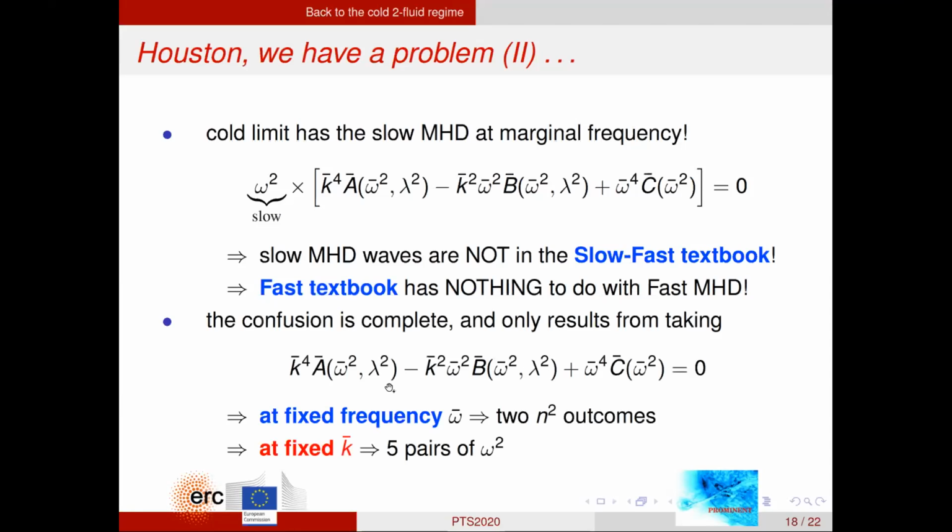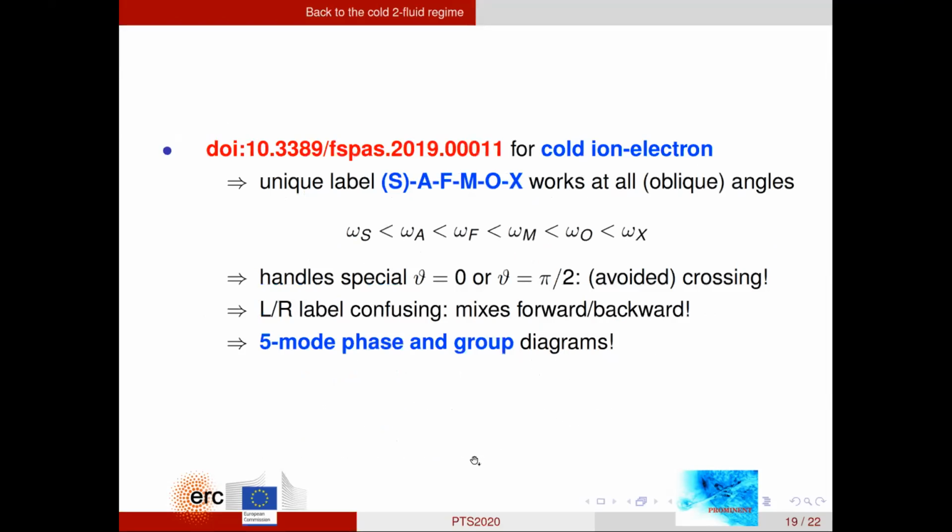The confusion is complete, basically because when you look at this dispersion relation, you can look at it at fixed frequency, and then indeed you have at fixed frequency 2 n² outcomes. But what I like to do is look at fixed wave numbers. And then I have, for the cold case, where one of my frequencies is the 0 slow, 5 pairs of omega squared. So if you want to read more about it, there's a paper that I can refer you to. I think this is recorded, so you can probably look at it later.